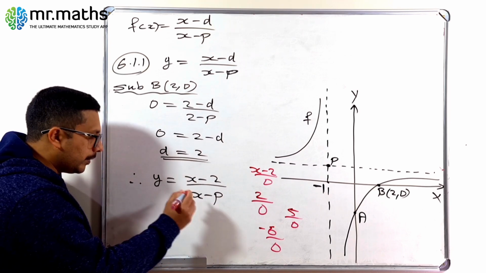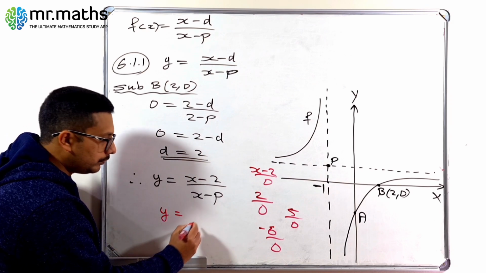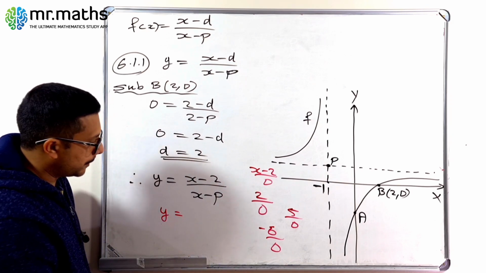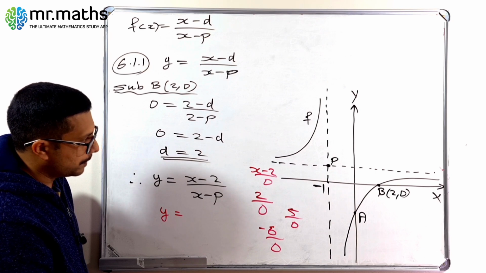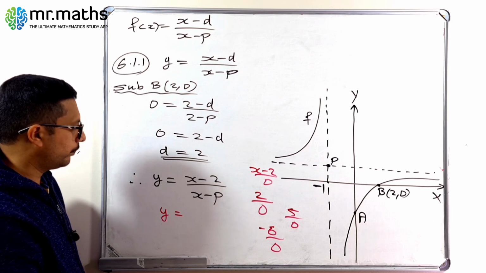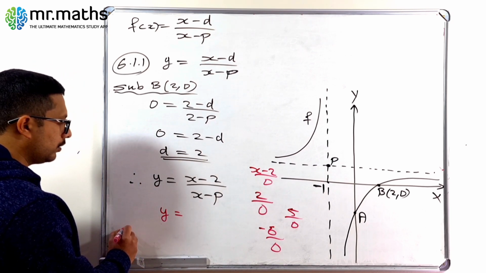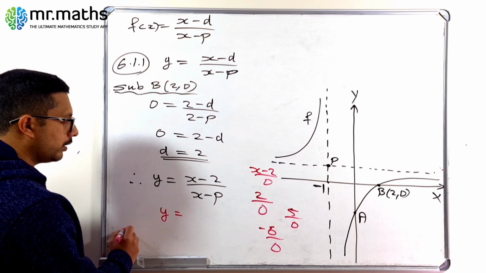So let me substitute that -1 here. y is equal to... -1 x axis.